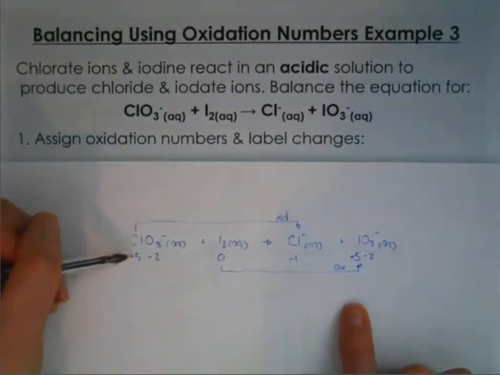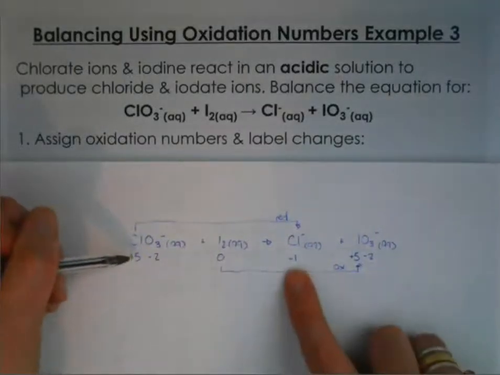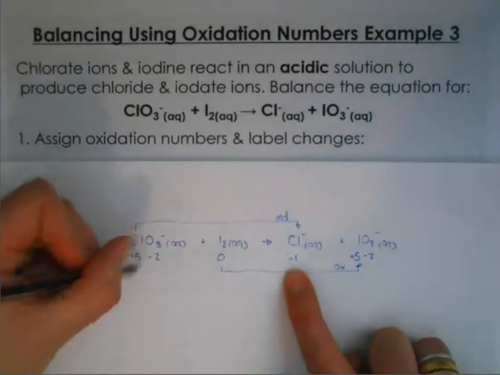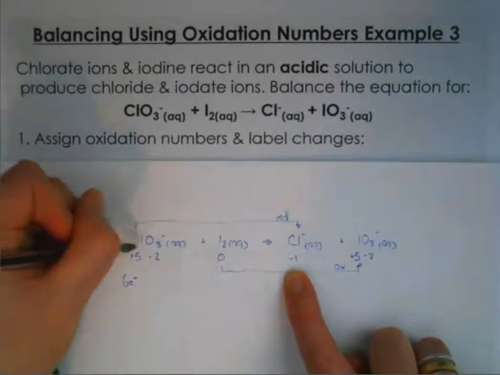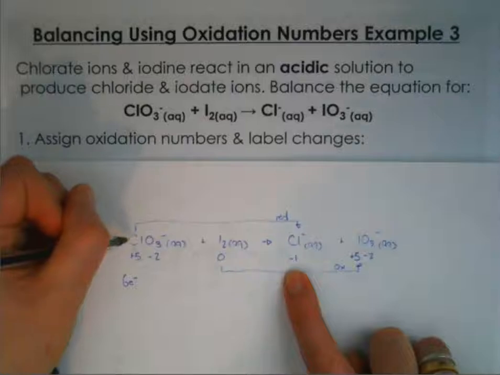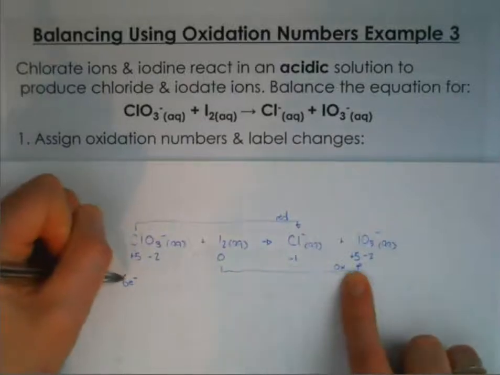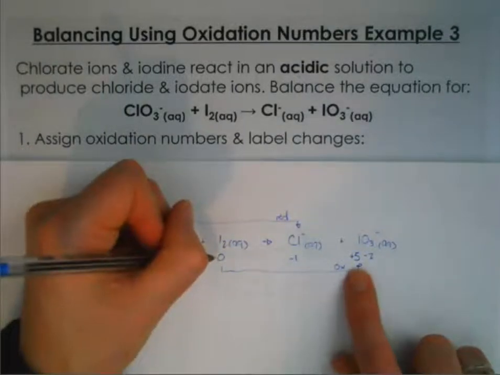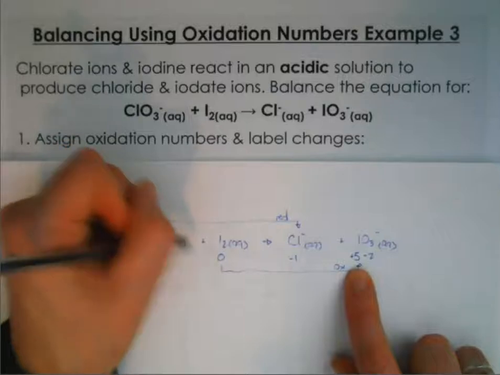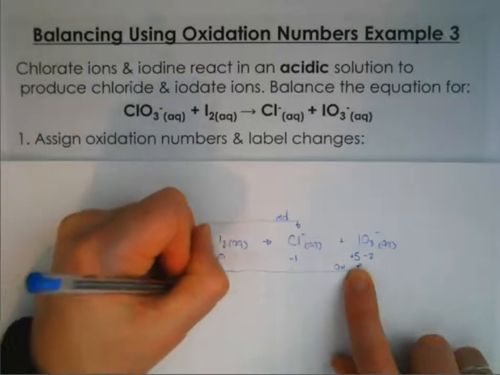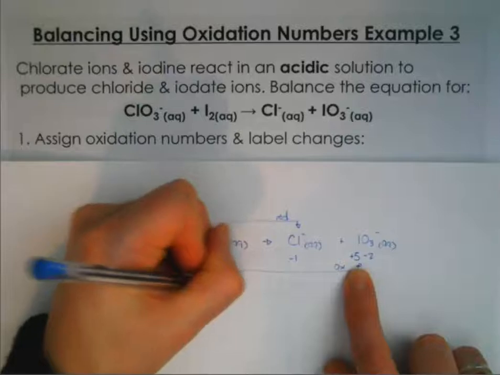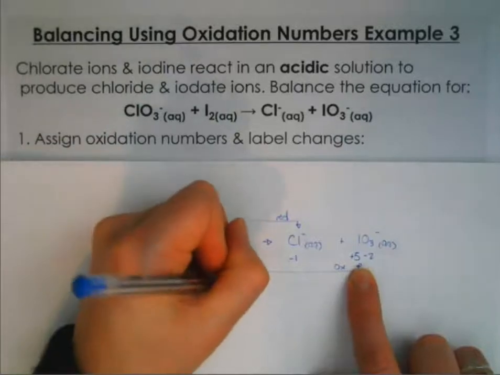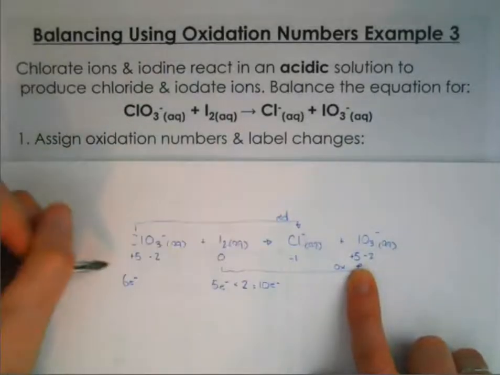So in order for chlorine to go from +5 to -1, that would have to be 6 electrons transferred. And there's only one chlorine in the molecule, so that can stay 6 electrons. Over here, to go from 0 to +5, we would need to have 5 electrons transferred. And in this molecule, we have 2 iodines. So per molecule, we have a total of 10 electrons being transferred.